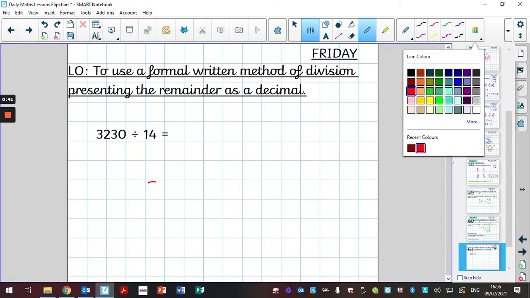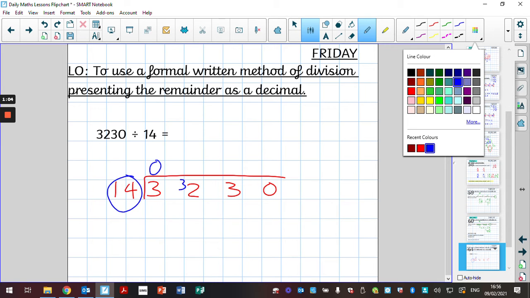So we have got 3,230 and we are dividing it by 14. Now remember, we need to keep the 14 together and work through each stage. How many 14s go into 3? Well, that is 0, so we need to exchange the 3, so that is now 32. Well, how many 14s go into 32?